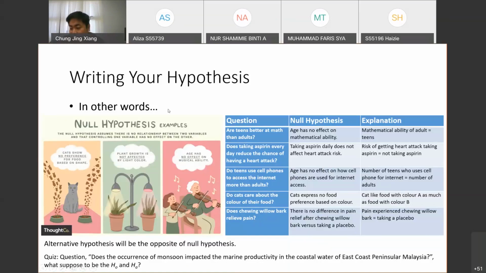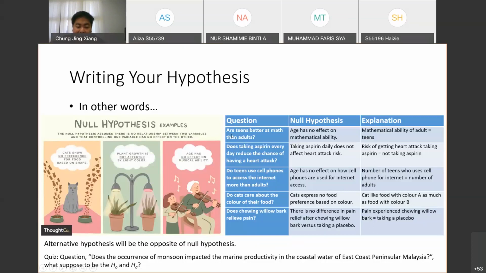All right, and the third example is age has no effect on musical ability. So it means the musical ability is the same for different ages. So when we have something equal, it's a null hypothesis. Equal means no effect, no negative thing. All right, so to put it in words, you can see from here.